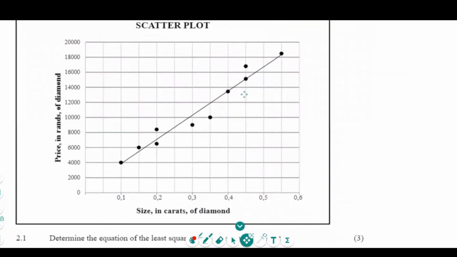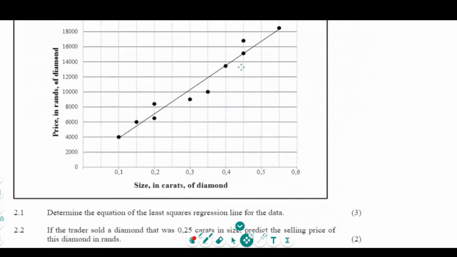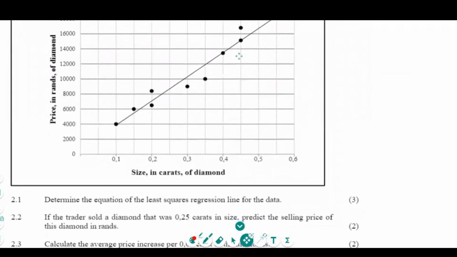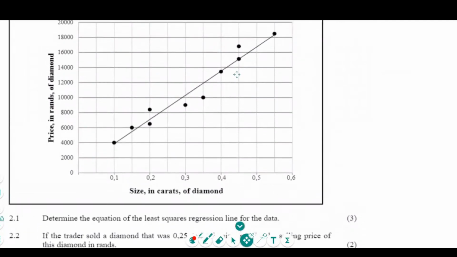We have the horizontal, the vertical. Everything is perfect. 2.1. They're asking us to determine the equation of the least squares regression line for the data. So one thing we know about the equation of the least square regression line is that it must be written, or it must be given in the form of a plus bx.